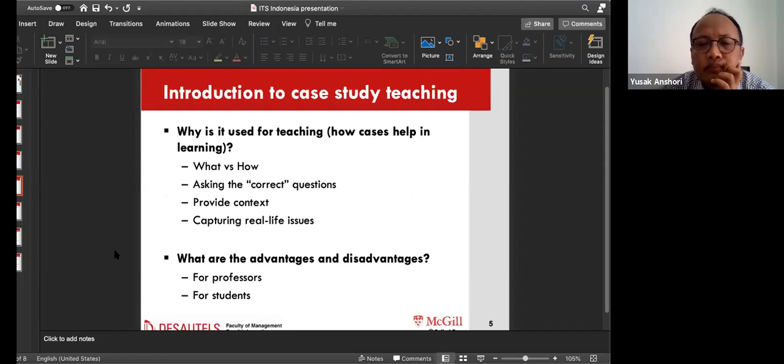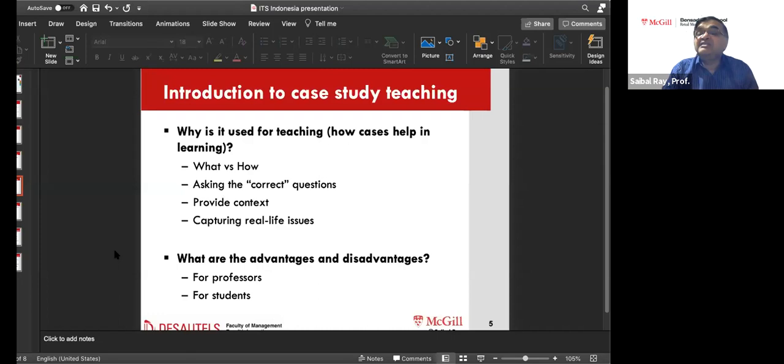So you can think about how cases can help in learning. What we were discussing is that what we teach is the what. As engineers, we always tend to tell what. What is the optimal order quantity? What is the optimal scheduling mechanism? What is the optimal machine maintenance schedule, and so on. But what a case study brings in is the question of how to actually do this implementation in real life.